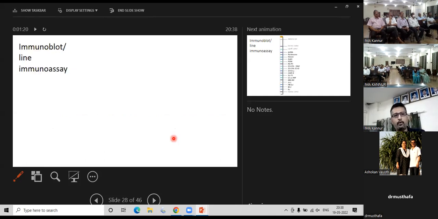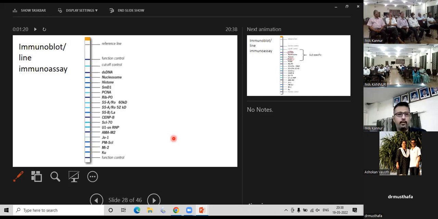So the immunoblot, or the line immunoassay, is what is used for the ANA profile. This is a nitrocellulose strip with each antigen coated on it. The only SLE-specific antigens here are the dsDNA and the Sm antigens. Whereas in SLE, all these antigens may be seen: dsDNA, nucleosome, histone, Sm, PCNA, and ribosomal P. All these can be seen in SLE.